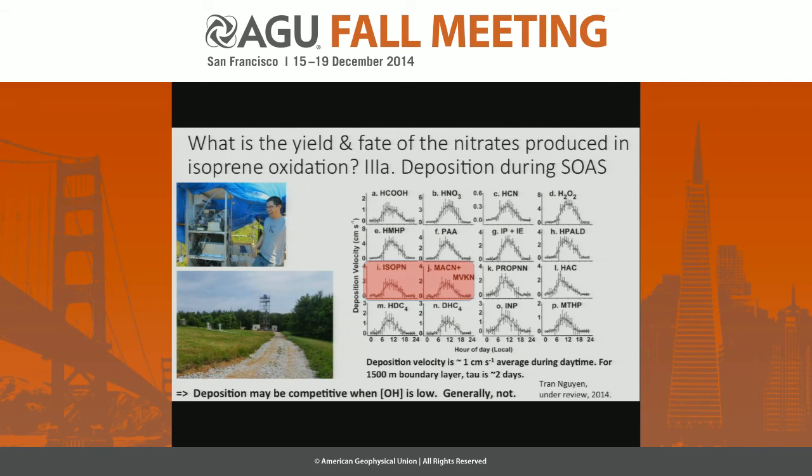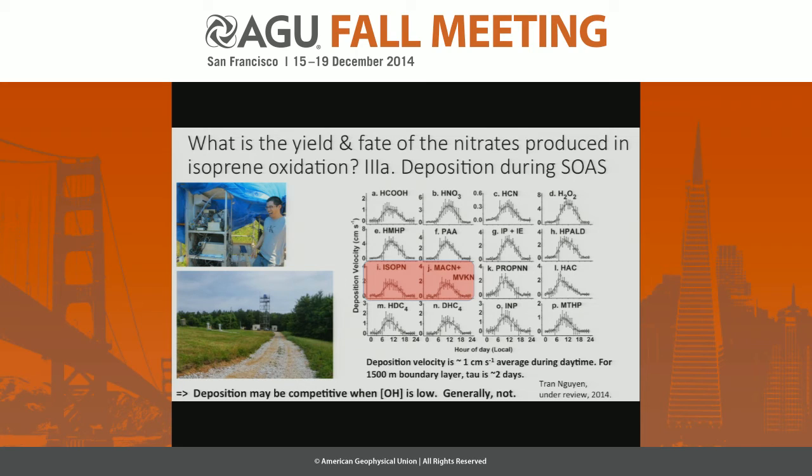Okay. So the first thing we might think about is deposition. So we can imagine these nitrates are deposited to the trees and then converted to nitric acid. So we actually were able to measure this deposition velocity during SOAS. So our experiment was up on top of this walk-up tower in Brent, Alabama.